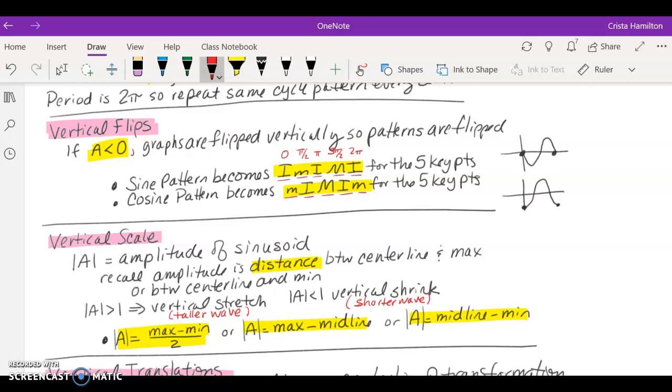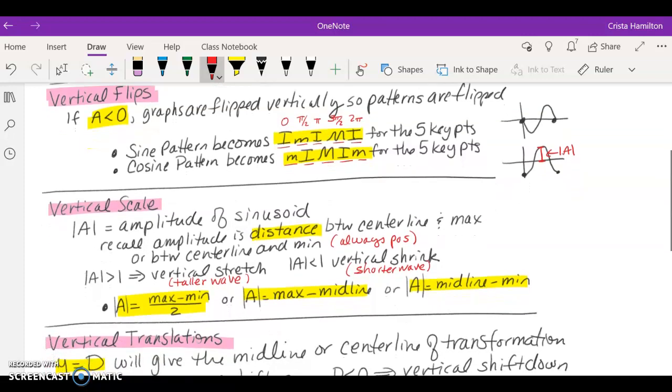You might want to make a note to yourself that this is always positive, even if there was a flip in the graph. Like for example here, the distance here, that is the amplitude. It's the absolute value of that. All right, and there's several different ways to find your amplitude, especially if you're looking at a graph.